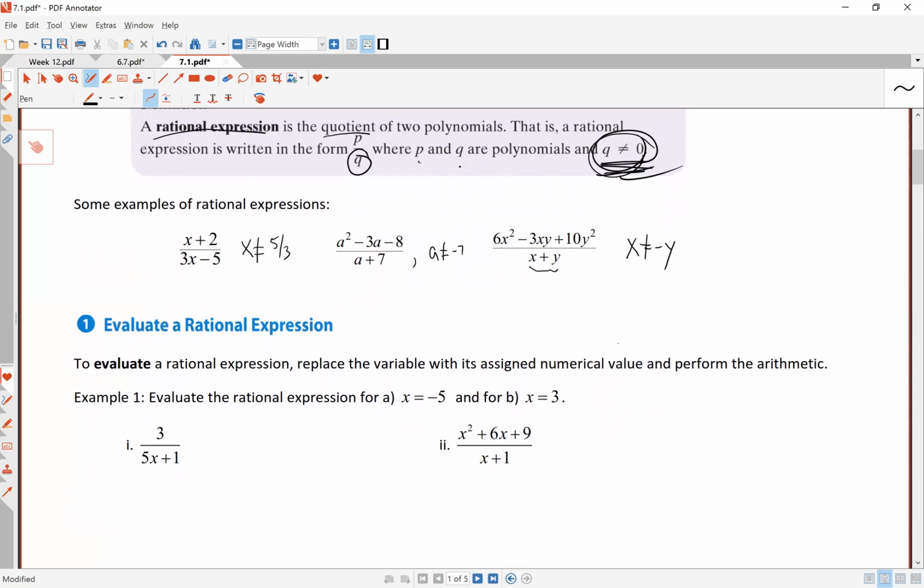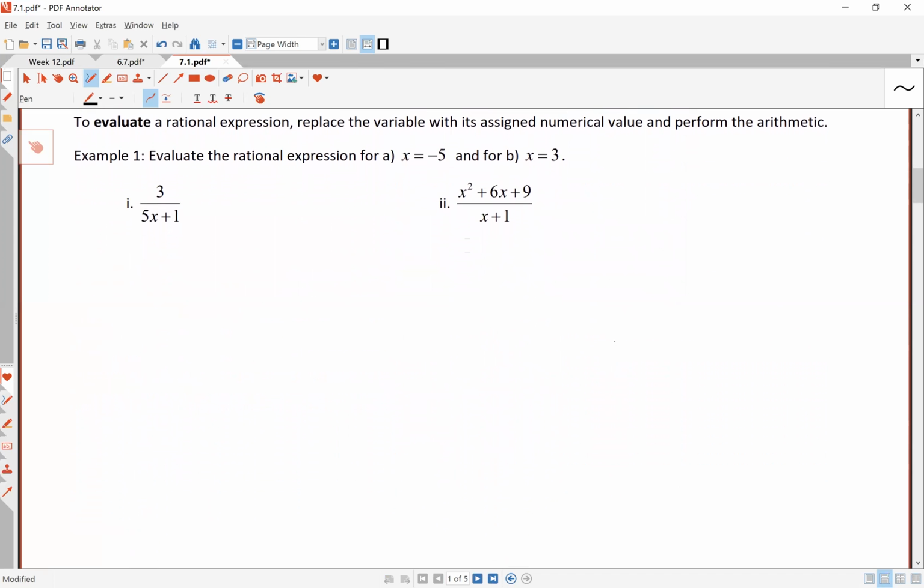So we're going to work with these rational expressions, or fractions as we call them sometimes, and simplify them. But first, before we simplify them, we'll just evaluate them or find the value. Now, there's really no reason to do both of these, so I'm just going to do x equal to negative 5. If x equals negative 5, then I've got 3 over 5 times negative 5 plus 1. As long as we don't get 0 in the denominator, then these numbers are okay. That's 3 over negative 25 plus 1, which is 3 over negative 24.